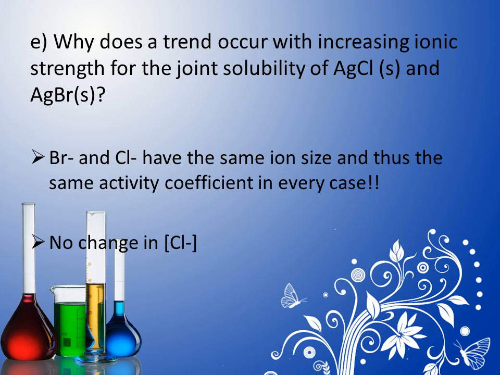Now, so why does this trend occur with increasing ionic strength with the joint solubility of AgCl and AgBr? Well, there wasn't really a trend. As I already said before, they have the same ion size, and thus the same activity coefficient in every case. They will always have the same activity, so there is no change in the concentration of Cl-. Keep in mind, however, that in other cases, when ions don't have the same activities, then the concentrations will vary. And usually with increasing ionic strength, the solubilities of salts tend to increase.